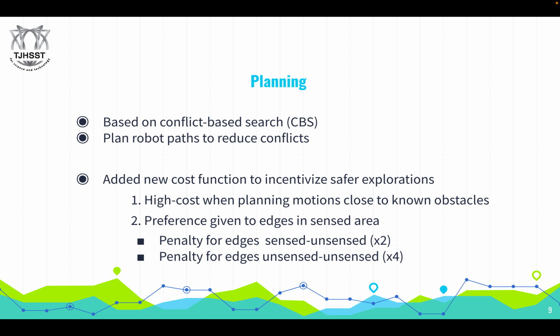to the real world. So what I did is I made a high cost to planning motions to known obstacles, and I gave preference to areas that we had familiarity with, so areas that have already been sensed, and there would be a higher penalty to move to unsensed areas. So the robot would prefer to move to areas that have been sensed, and it would stay away from obstacles.